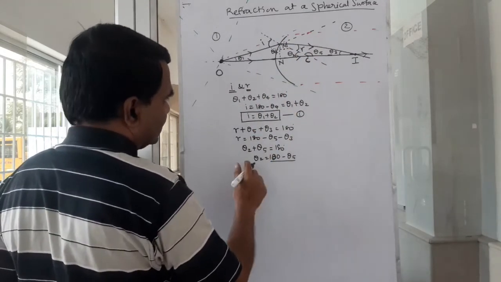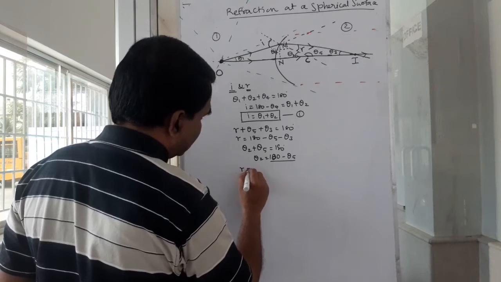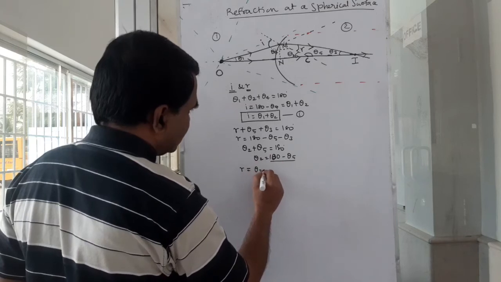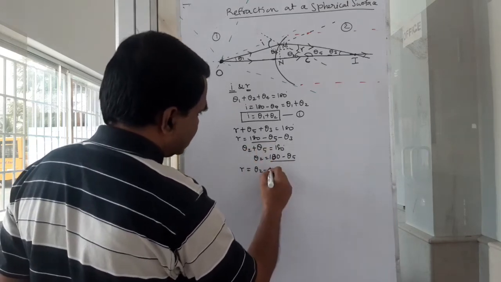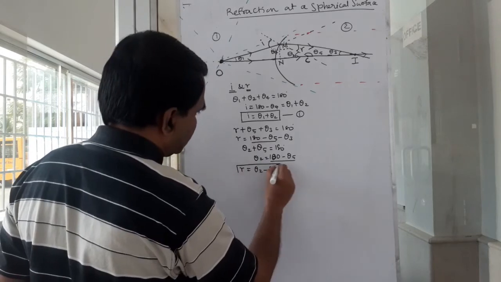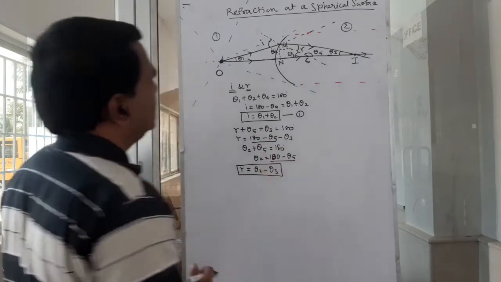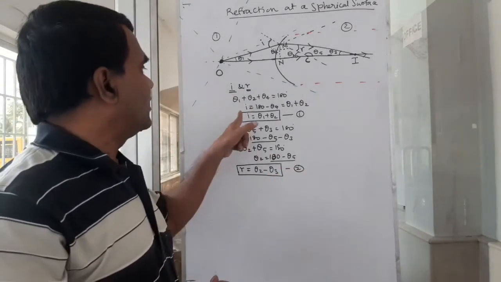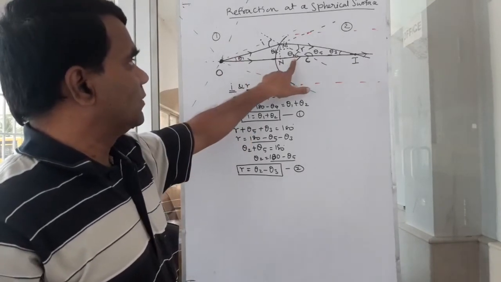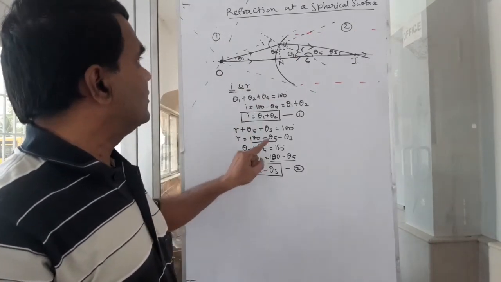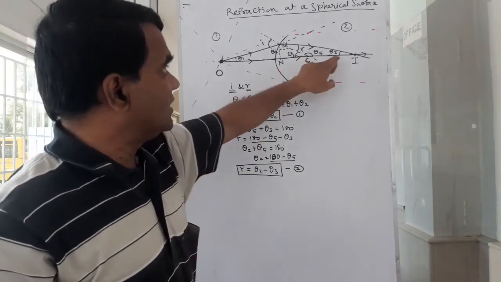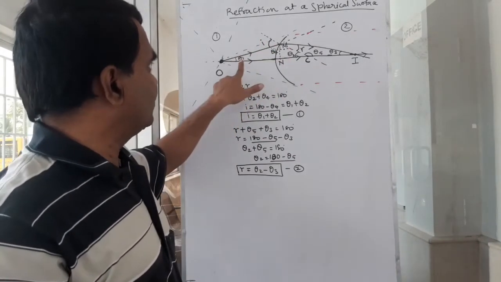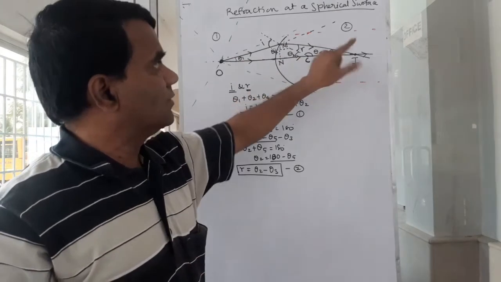So I can put it here in this equation. So then my R is given by this expression. This is equal to theta 2 minus theta 3. So this is my equation 2. I found R. My I is theta 1 plus theta 2. My R is theta 2 minus theta 3. So I am able to express I and R in terms of this angle, and this angle.